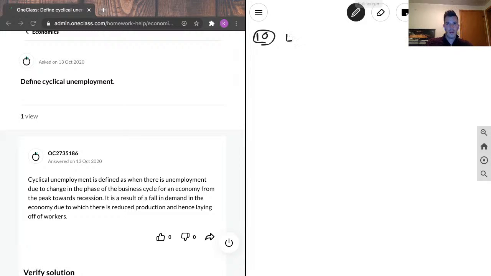There are 4 types of unemployment, or at least 4 main types.